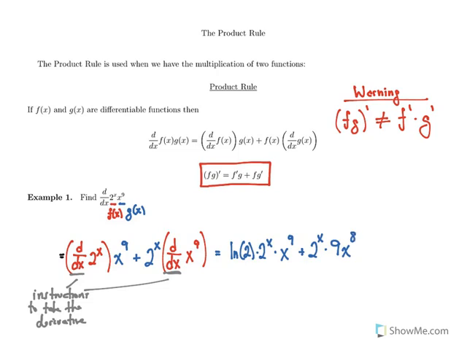So note that our first derivative here, we did the derivative of 2 to the x, natural log of 2 times 2 to the x, and then we did the derivative of x to the ninth, 9x to the eighth, and everything else just kind of came along for the ride. So this is our answer. And again, note that it is not just going to be the derivative of the first times the derivative of the second.